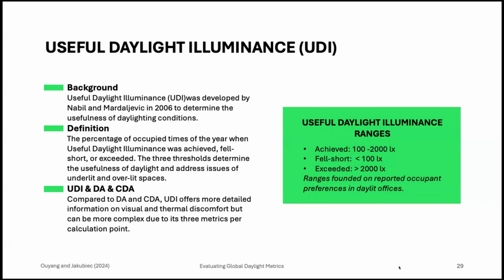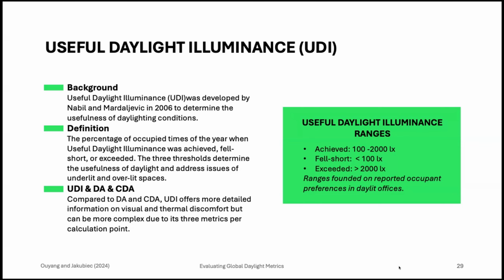Useful daylight illuminance, or UDI, was developed in 2006. As the name suggests, UDI sets upper and lower thresholds to determine the usefulness of daylight, addressing issues of underlit and overlit spaces. Based on the upper and lower thresholds of 2000 lux and 100 lux, UDI results in 3 metrics: UDI achieved, fell short, or exceeded. The last bin is meant to detect the likely appearance of glare.